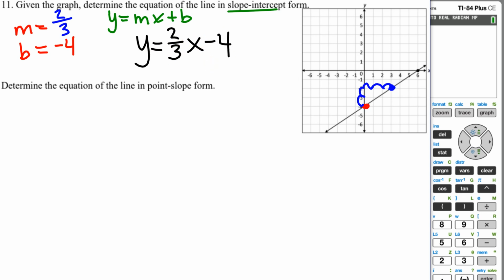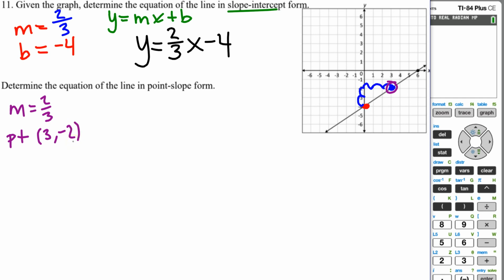Now for the follow-up, it does say point slope form. So for point slope form, you need a point and a slope. So we already have that m value, which is 2/3. I am just going to use this point right here because it was already circled for us and bolded in. So that's the point (3, -2).